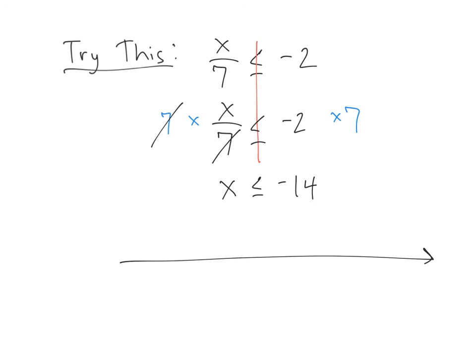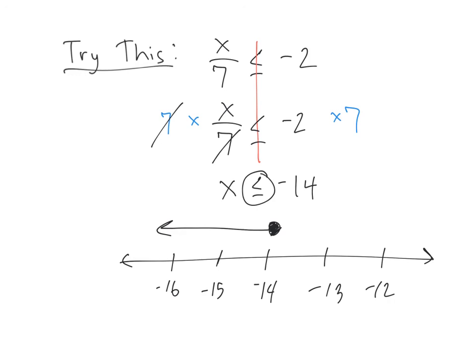At this point, I can center my graph at negative 14. Since I have that or equal to, it's a closed circle at negative 14. Some numbers that are bigger are negative 13 and negative 12. Some numbers that are smaller are negative 15 and negative 16. I'm going to draw my arrow toward the numbers that are smaller, like negative 15 and negative 16, because I have less than or equal to here. The less than means I'm going to the left, and the or equal to means the closed, filled-in circle.